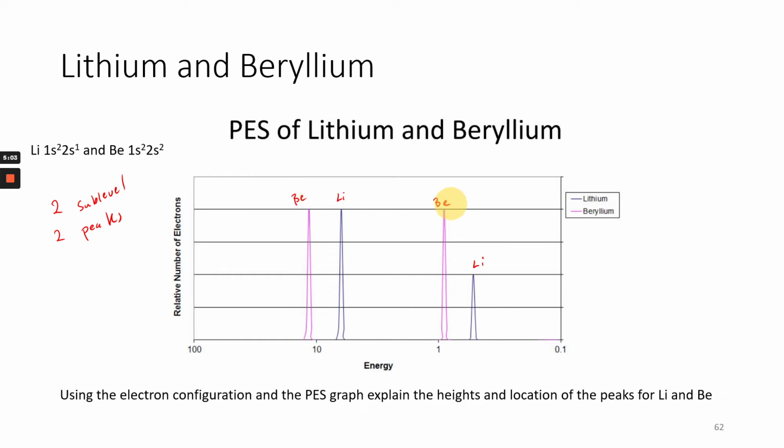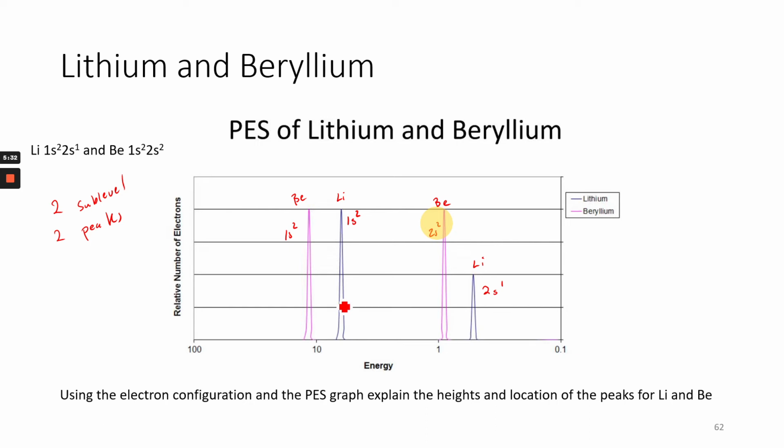So using the electron configuration and the graph, explain the heights and locations of the peaks for lithium and beryllium. Look at lithium's peaks. The first one is higher than the second one. Why is that? Look at your electron configuration. The first sublevel has 2 electrons in it, but the second one only has 1. In beryllium, both peaks are the same height because both sublevels have 2 electrons in them.